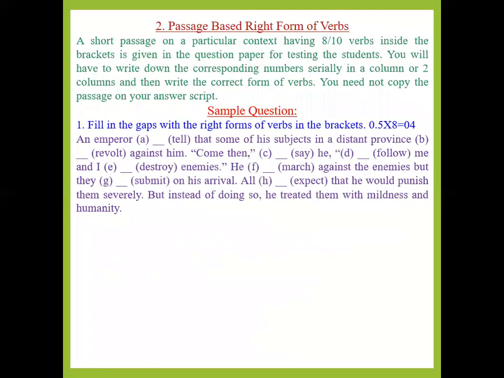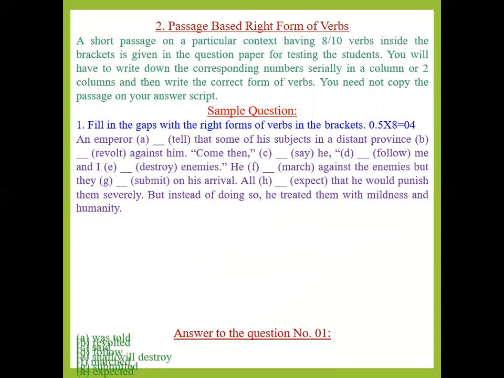Sample question: fill in the gaps with the right forms of verbs in the brackets. Look at the passage here. It's a contextual passage. That means it's been taken from a story, and there are 8 gaps or 8 verbs inside the brackets. You will have to write the correct form of those verbs.